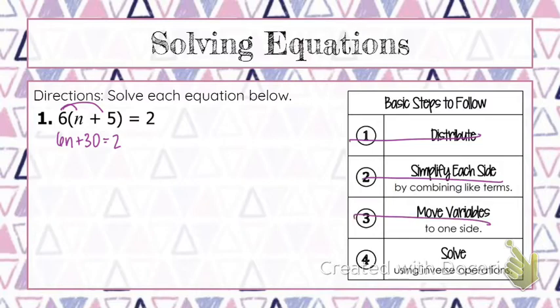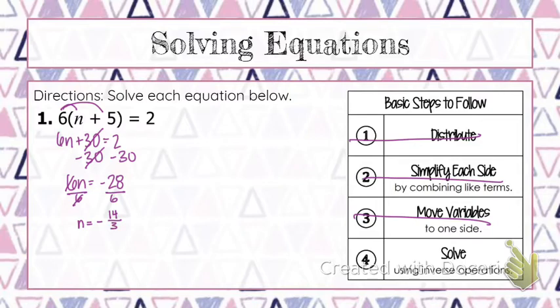And then we want to solve using inverse operations. So right now we're adding 30. To get rid of that, we want to subtract 30 from both sides of the equation. It cancels those, and we get 6n equals negative 28. And then the opposite of multiplying by 6 would be to divide by 6. So we're going to divide both sides by 6. That cancels those, and we get n equals negative 14 over 3.